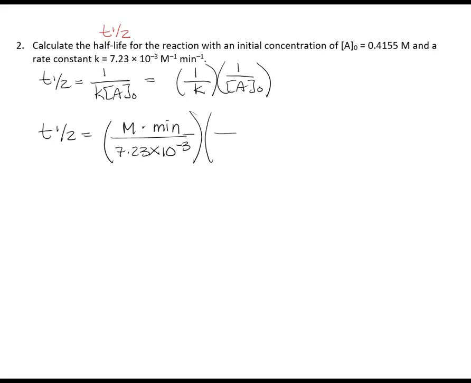And then in the second term, I have 1 over A naught. So that's 1 over 0.4155 molar. Molar will cancel. I'm left with units of minutes in the numerator, and that's what I need. Looking at the sig figs, I have 3 sig figs for K, 4 sig figs for concentration. My T 1/2 will need to have 3 sig figs.